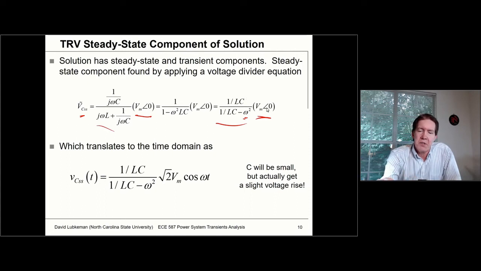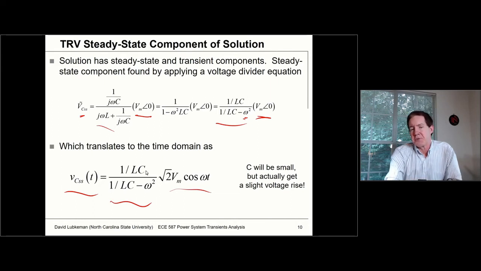If I move this into the time domain, this is the form of the equation. This coefficient is a voltage divider, and this is the source voltage. What we're going to see in this case is that C is very small, and this will cause just a little bit of a voltage rise. The numerator is greater than the denominator, so this gives a very slight voltage rise, but not too much, because the value of C is really small.